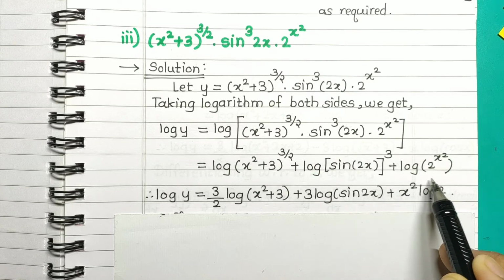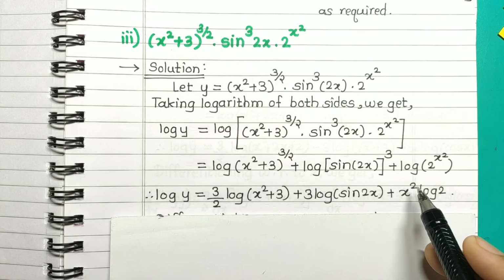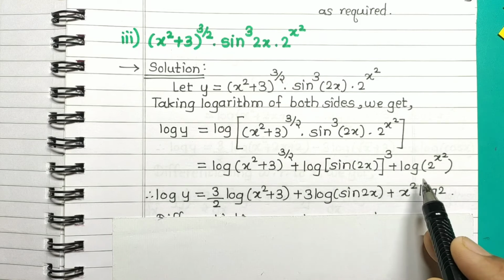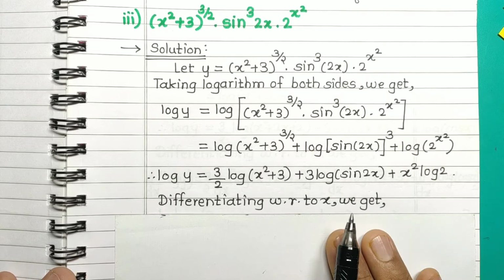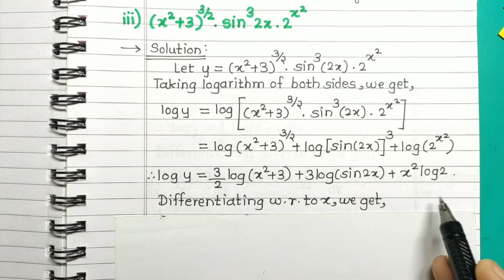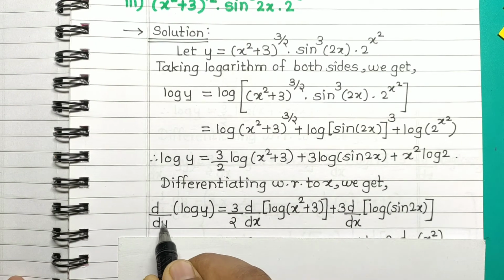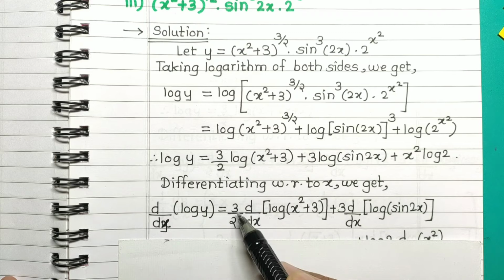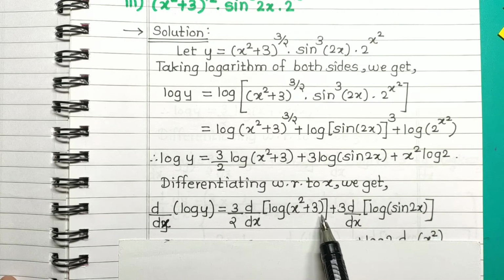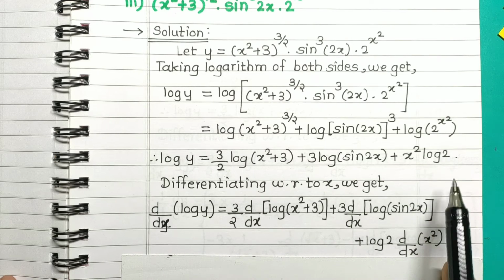You may write the laws as the reasons here. In order to save time, I have not written them; you write the laws as reasons. Then differentiating with respect to x, we get, this is now a simplified function, so we can differentiate it. d by dx should be there. d by dx of log y is equal to this 3 by 2 constant into the derivative of log of x square plus 3, this 3 constant into the derivative of log of sine 2x, and here log 2 constant.